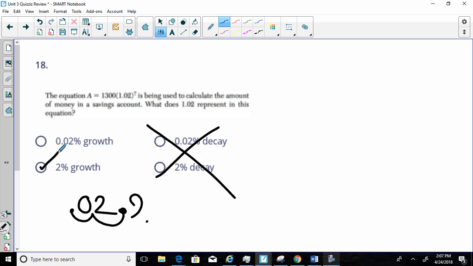Because remember, your B is actually just 1 plus or minus R. So we're trying to find R.